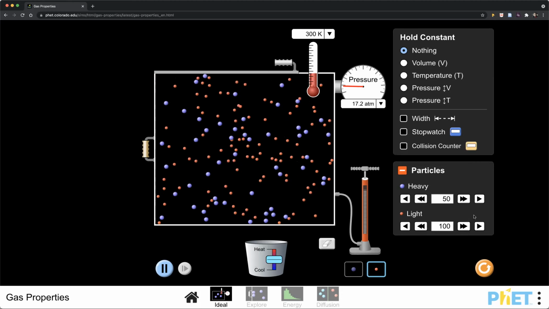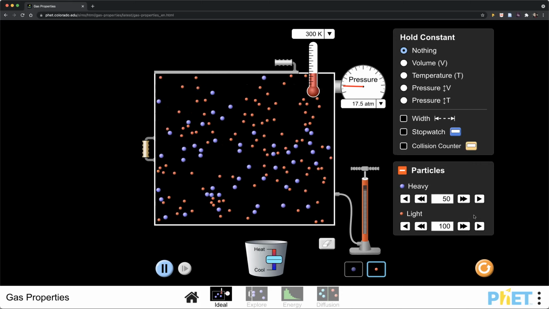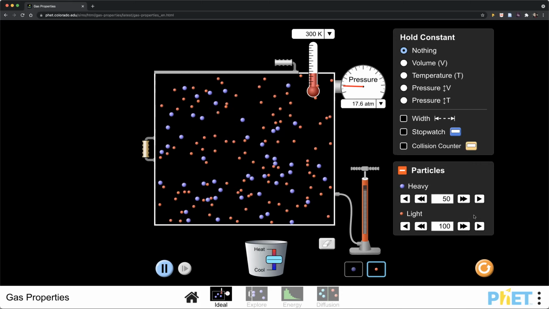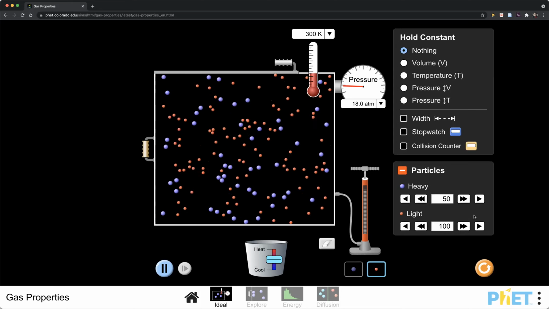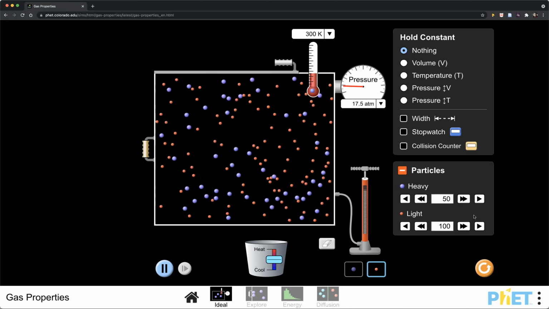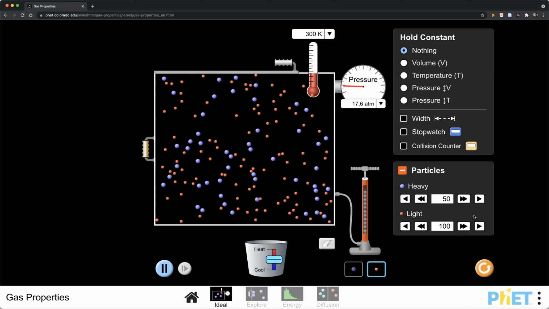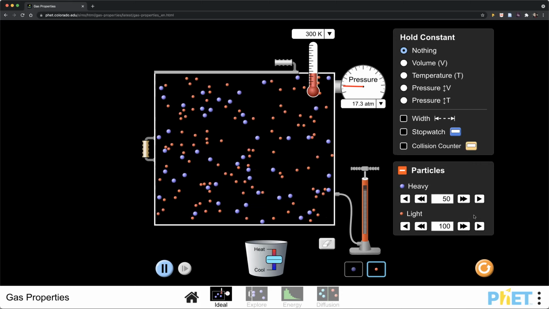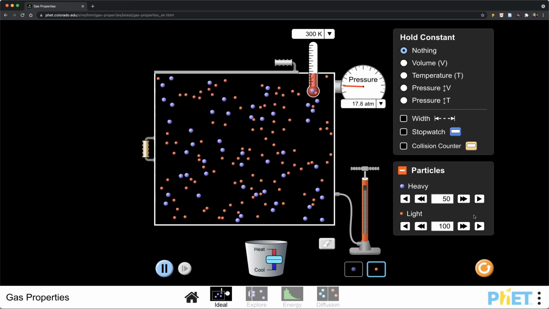All of these things are going to come into play when we start talking about the gas laws. But hopefully now, as we talk about these gas laws, you can better picture the kinetic molecular theory, and you can better picture what's going on when we talk about these gas laws.